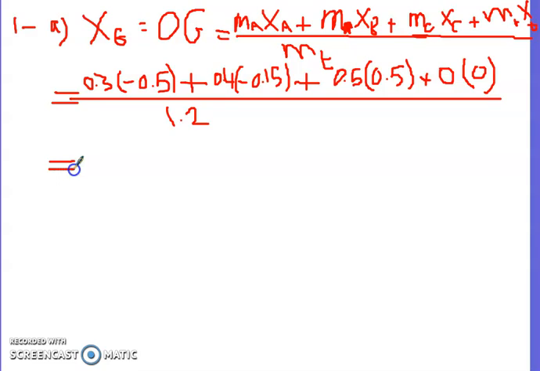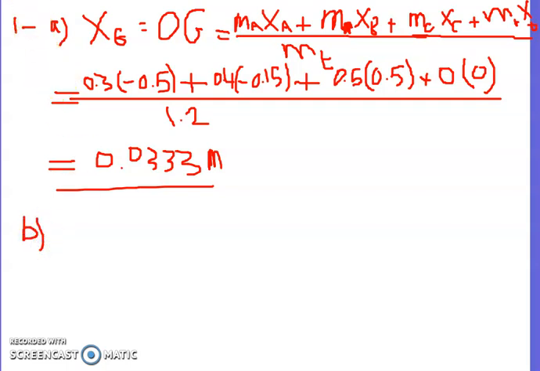Now if you do the calculation, you get 0.0333 meter, or 3.33 centimeters. That's part A. Now part B.